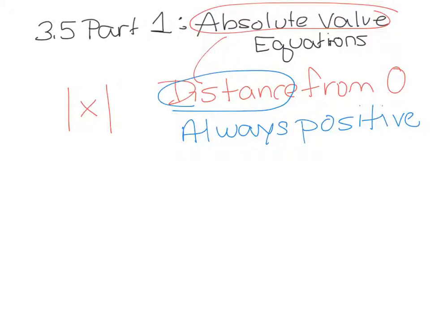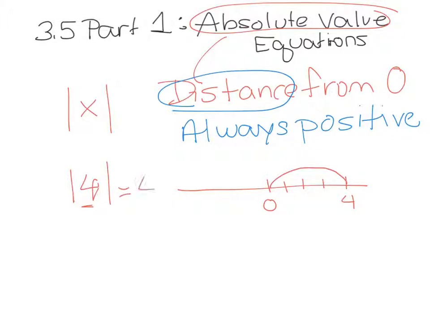So for example, let's say I asked you for the absolute value of 4. If you think of that in terms of the number line, what that is asking you is if you went and located 4 on the number line, how many spaces away from 0 it is located. Well, 4 is 4 spaces away from 0. So the absolute value of 4 would be 4.